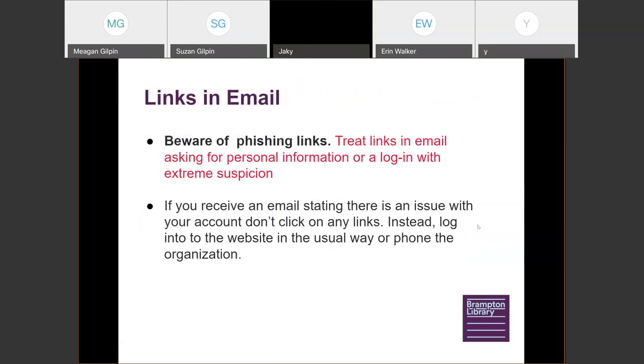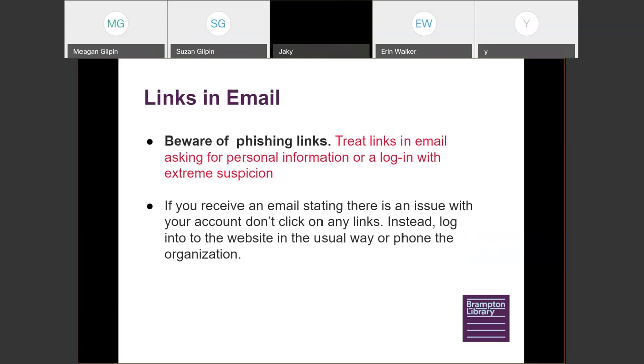So links in email. We just touched on this very briefly. I'm going to go into this in more detail. Links in email are also very vulnerable. And you want to be aware of phishing links in particular. Always treat links in email that are asking for personal information or a login or to verify account information with extreme suspicion. Your personal information is extremely valuable to cyber criminals.